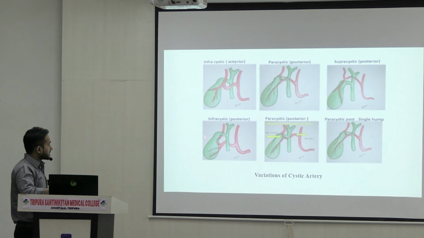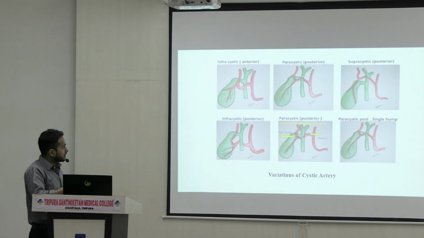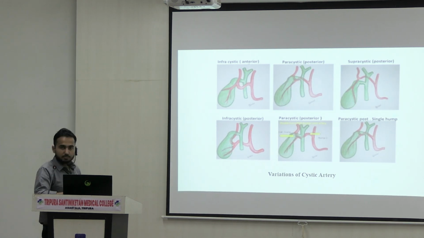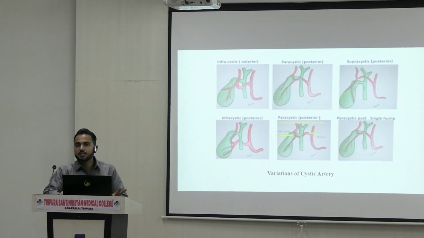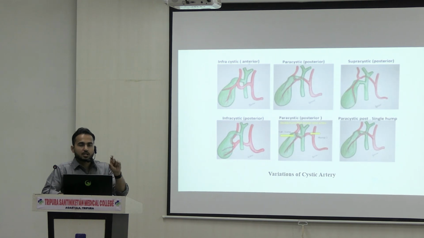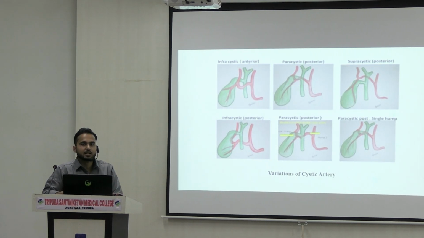Next, in this case infracystic. Here infracystic, that also posteriorly. Then here paracystic, posterior, but you can see two lumps are there. Here one lump, here another lump. Next paracystic, posteriorly, single hump is there. Here two humps you can see, but here single hump. So like this there are variations in the course of the cystic artery. Before doing the cholecystectomy, this particular knowledge should be there, so that the cystic artery should be ligated, not the cystic duct and the common hepatic duct.